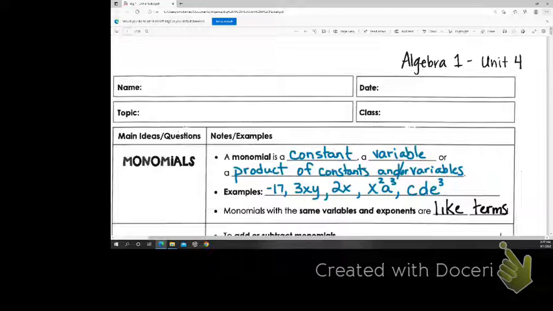Some of those we're really used to using, like 2x, and some of those look a little new, where our variables have exponents. So for two monomials to be like terms, they would have to have the same variables with the same exponents.